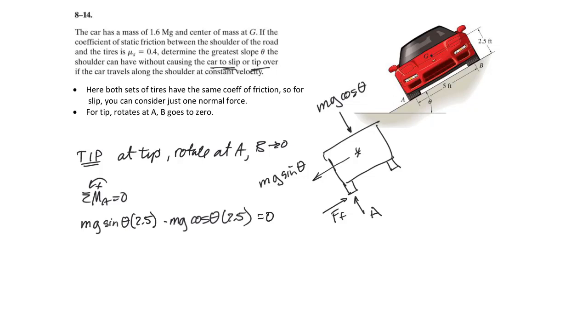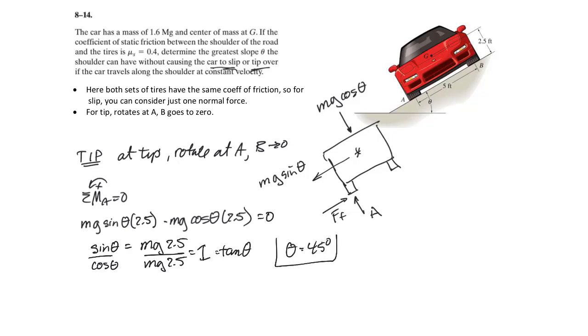And we can solve this for angle theta. Sine theta over cosine theta is equal to mg 2.5 over mg times 2.5. That's equal to 1, which is equal to the tangent of theta. Now we just take the inverse tan of that, and you get theta is equal to 45 degrees, and that is the tipping angle, 45 degrees.